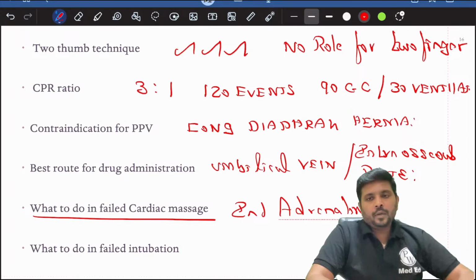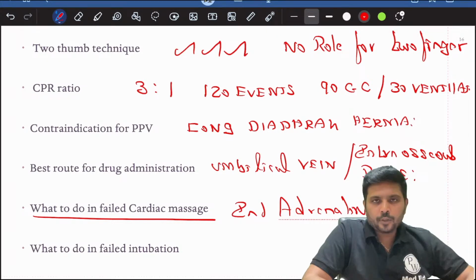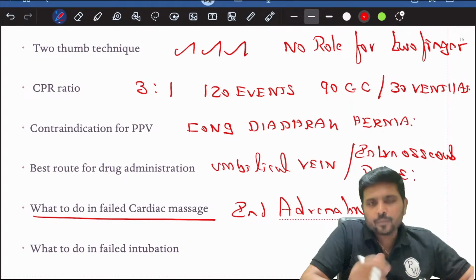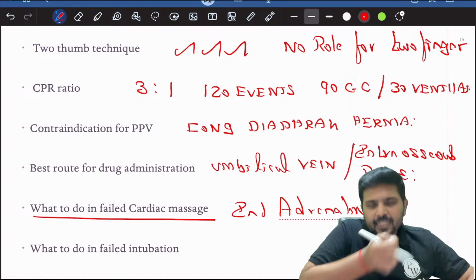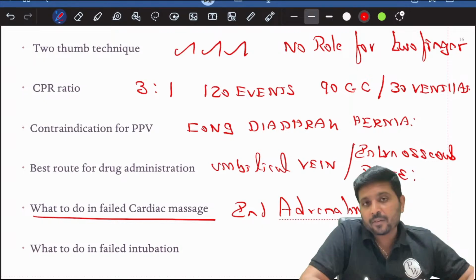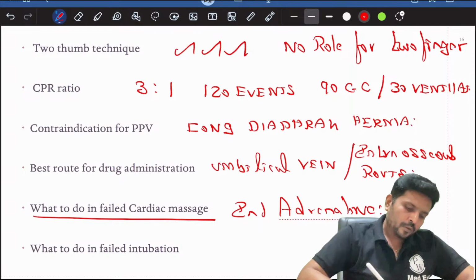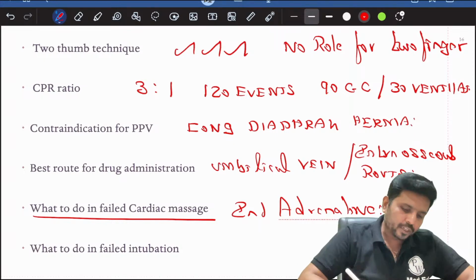You know how to do a bone marrow aspiration. In the same way, you use a bone marrow needle and insert the needle just below the level of the tibial condyle. That is the intraosseous route. So: umbilical vein, intraosseous route, injection adrenaline.